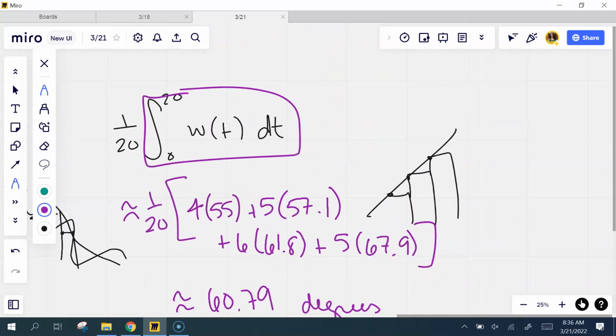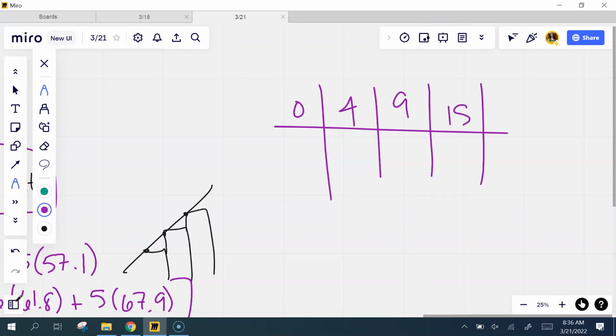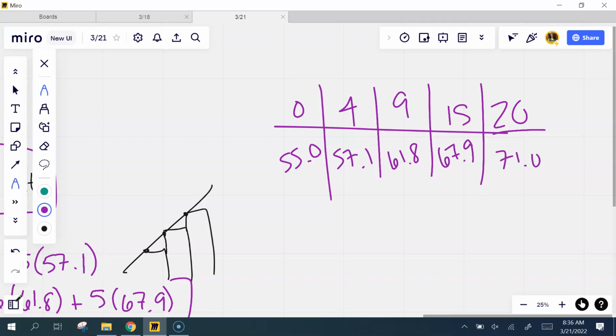Okay, let me put the table on here. 0, 4, 9, 15, and 20. And we have these values: 55.0, 57.1, 61.8, 67.9, and 71.0. So I'm making these rectangles, right? Here's one rectangle. So the width is your x value here. That's how far it spans. So there's one rectangle.